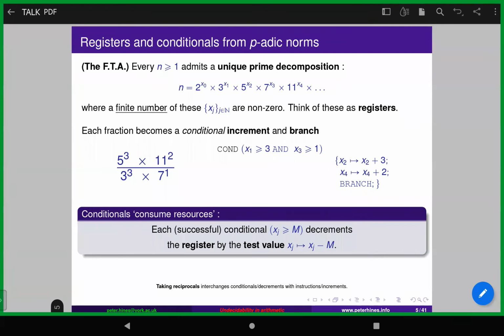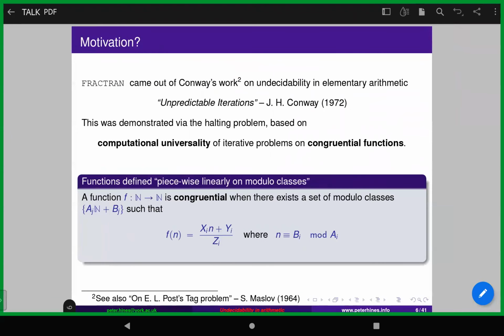But really, the interesting question is, what was John Conway's motivation for this? And this, of course, came out of his work, as the title of today's talk suggests, on undecidability in elementary arithmetic. So his famous unpredictable iterations paper in the Boulder Number Theory Conference in 1972. This demonstrated computational universality and therefore undecidability because of the halting problem, based on simple iterative problems on congruential functions.